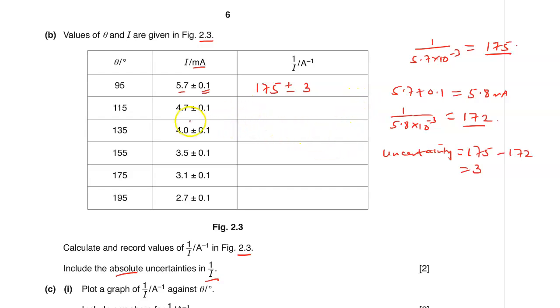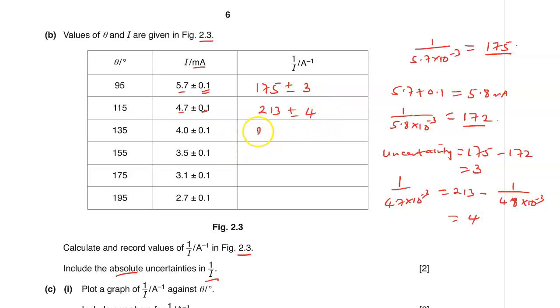Go to the second one. You find the reciprocal of the current, which is 4.7 times 10 raised to power minus 3. What you get is 213. So you get 213 there. Let's get the uncertainty. So you get this 213 minus, you add this to here, you get 4.8, so minus 4.8 times 10 raised to power minus 3. Of course, when you calculate this nicely, you're going to be getting 4. So your uncertainty here is 4. So that's how you do the rest.